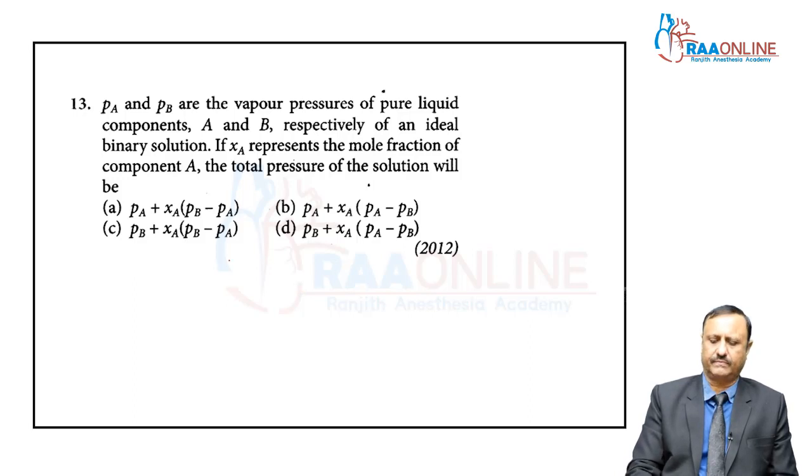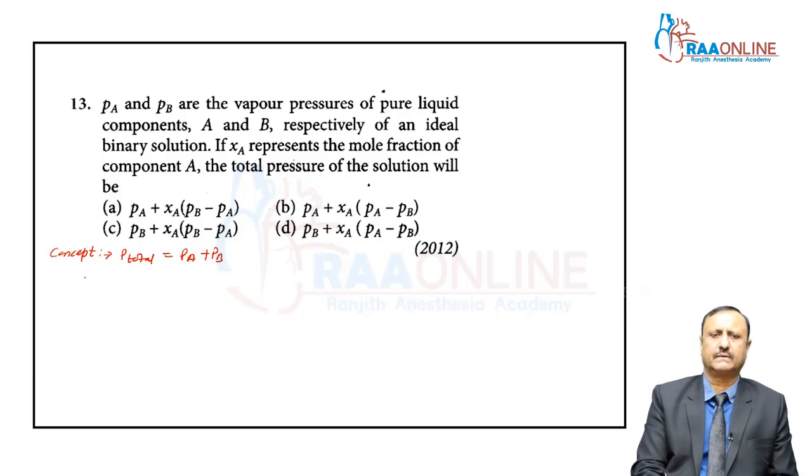Here my dear students, we can see the theory, concept and formulas. Concept in this question. My dear students, P total is always equal to PA plus PB, because two pure liquids are present in a solution. So, partial pressure of A plus partial pressure of B equals P total.